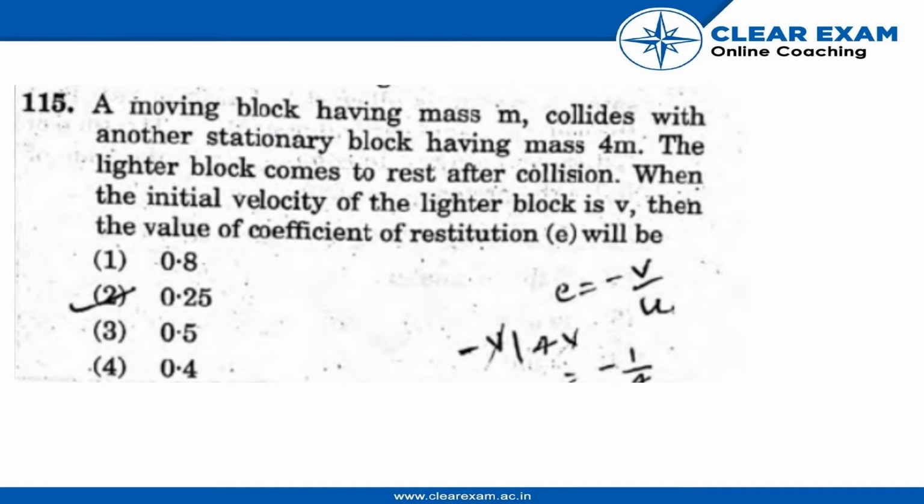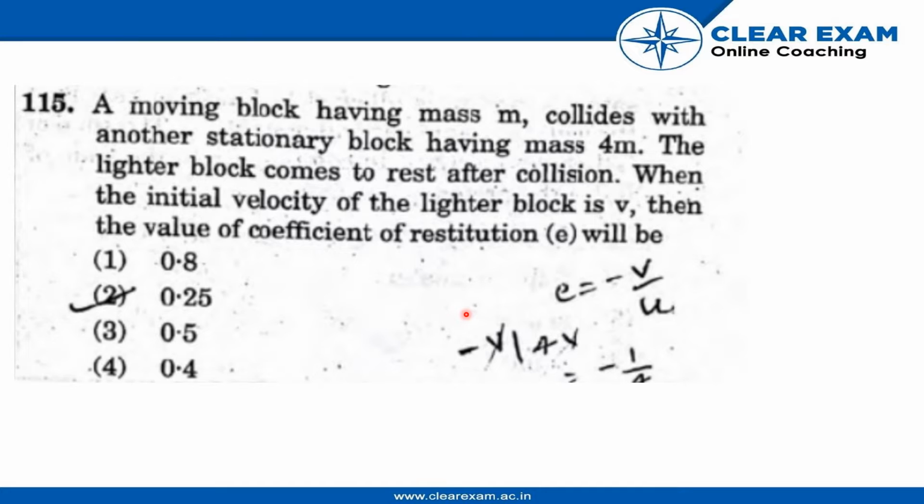So our question is, a moving block having mass m collides with another stationary block having mass 4m. The lighter block comes to rest after collision. When the initial velocity of the lighter block is v, it's asking what will be the value of the coefficient of restitution. So we need to find e.